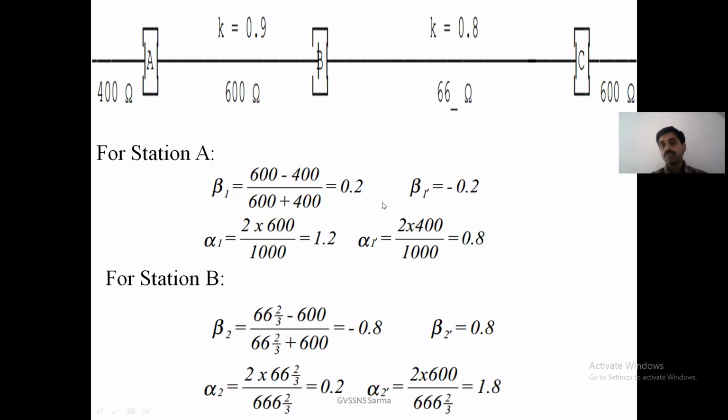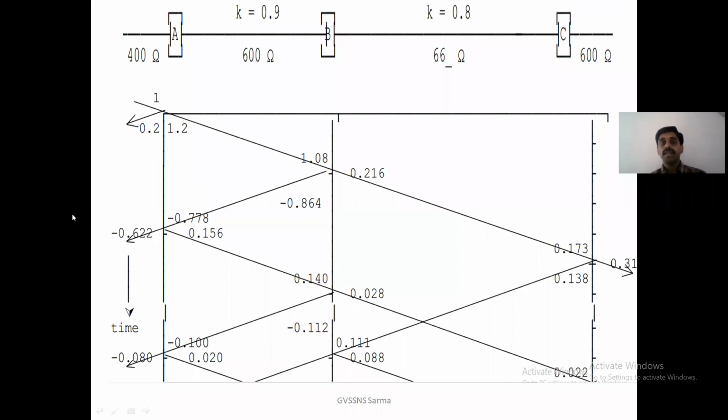Like that, for station B also, we can calculate beta 2. Therefore, Z2, 66 2 by 3, minus Z1, 600, divided by Z1 plus Z2. Anyway, this is opposite to the previous value, minus 0.8. And what is alpha 2? 2 Z2 by (Z1 plus Z2), where Z2 is for the station B. What is alpha 2 dash? This is the value you have to take while calculating alpha 2 dash, that is 1.8. So using these values, we can calculate the different waves and observe what the multiplying factors are.